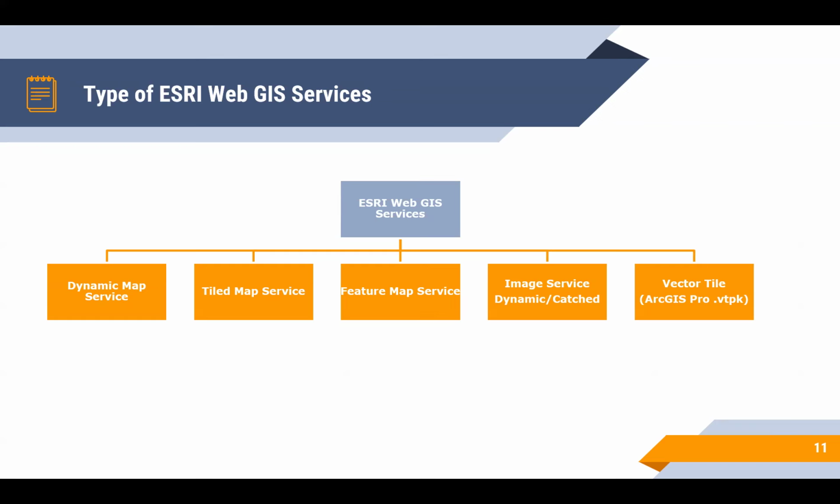So ESRI has basically introduced a new service format that is called the vector tile. Vector tile means half vector, half tile. You can edit also, you can delete also, and you can change the color. Anything whatever you want, you can do. So based on your project requirement, if you want to publish a map using the vector tile, that also we can do if we are using ESRI ArcGIS Server.